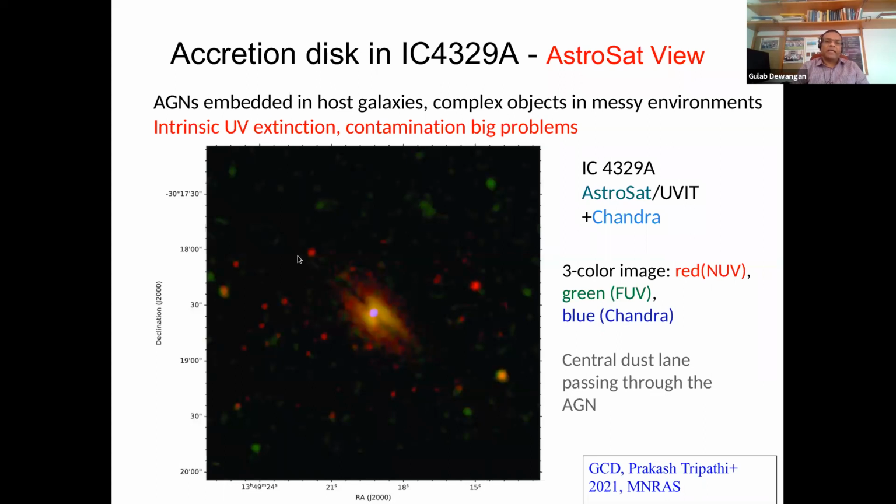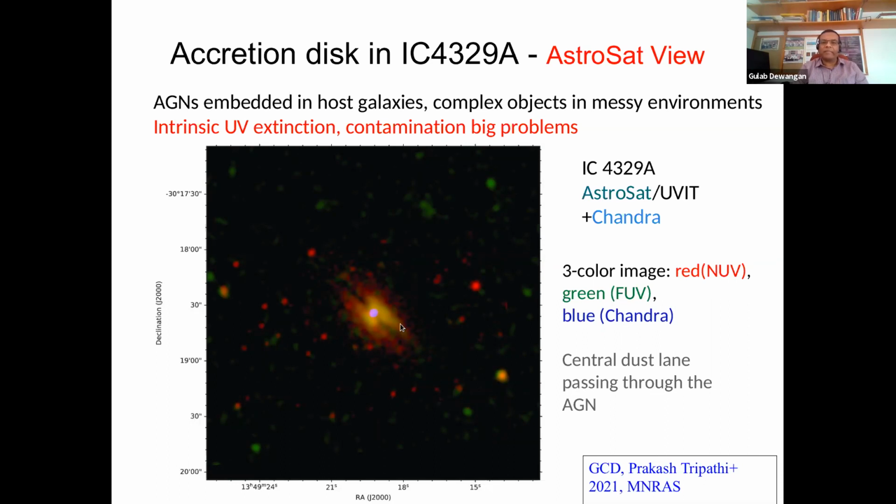Of course, the AGNs are embedded in host galaxies. So they are complex objects sitting in messy environments. And if one wants to probe the intrinsic emission from the AGNs, one needs to correct for these environmental effects in the messy environment. And that's not easy, because many things are actually uncertain. Particularly inferring the intrinsic ultraviolet emission is very difficult, and that intrinsic UV emission is what one uses to study the accretion disk.